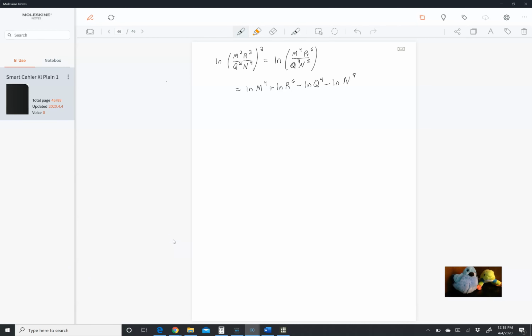Okay, so now we just need to bring the exponents out to the front. So you're going to simplify the exponential expression first, and then it's really simple just to expand our logarithmic expression. Let's take one more.